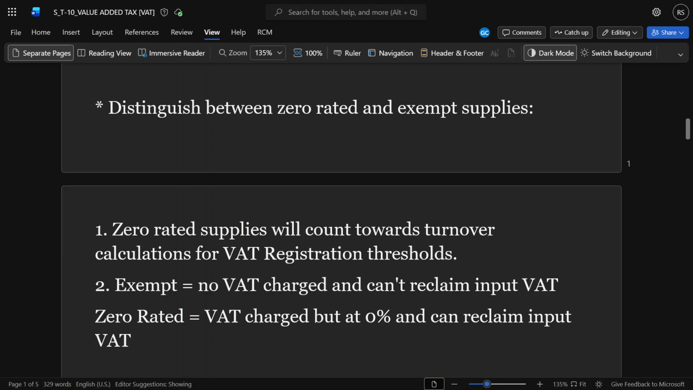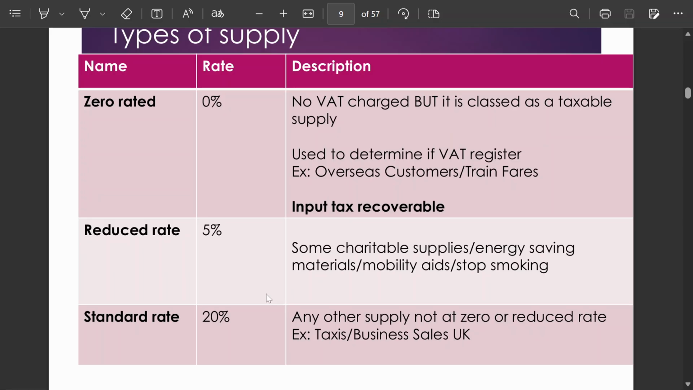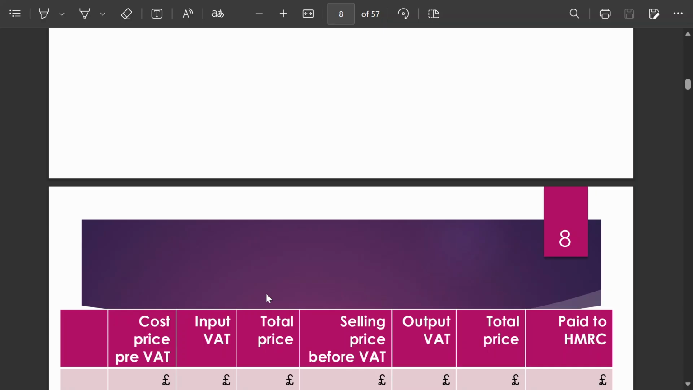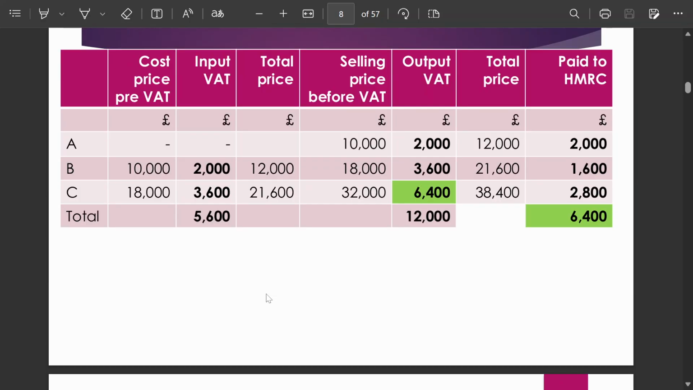If you're doing exempt supplies, you don't have to file a VAT return. But the problem is, because you don't have to file a VAT return, you can't reclaim the input VAT. You remember what was happening here? In this example here, you see what is happening?